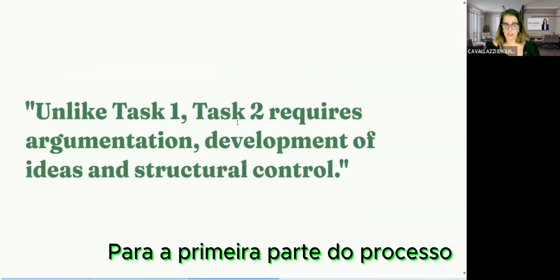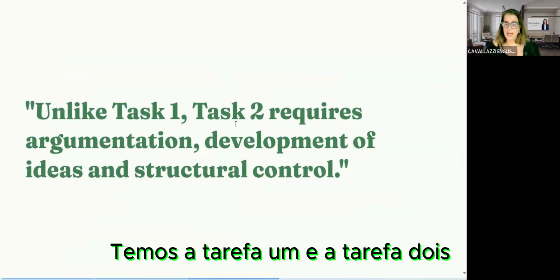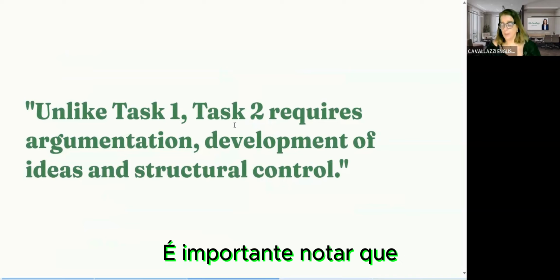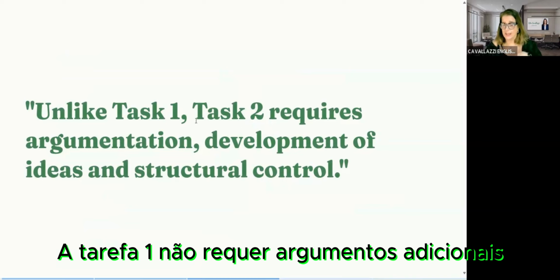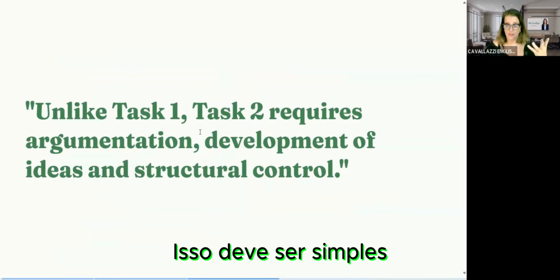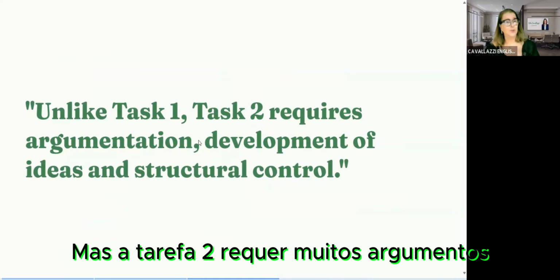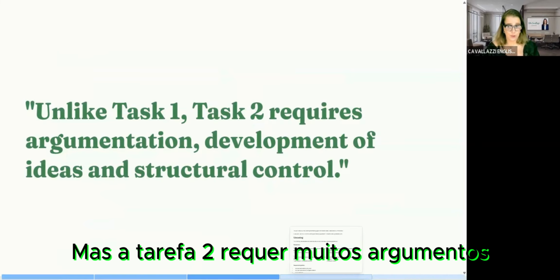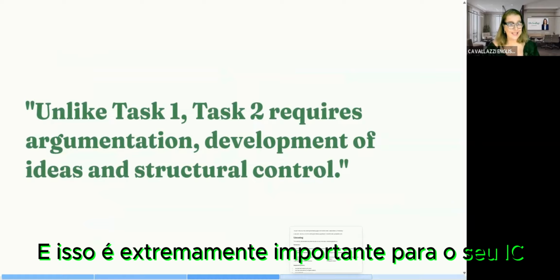For the first part of the process, we have task 1 and task 2. It is important to note that task 1 does not require any additional arguments to function properly, okay? This should be straightforward. But task 2 requires a lot of arguments. And this is extremely important for your IC.